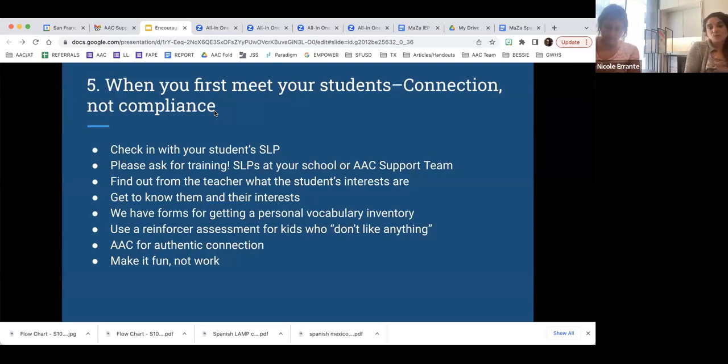Check in with people who know the student well so that you can get a sense of their preferences, what they don't like, their personality, how they learn best. Ask for trainings, reach out to us. We'll make sure you have all of our information. Reach out to your SLP, of course. Make it fun. Customize the device. Core vocabulary is very important, but customization sometimes is extremely important for certain kids.